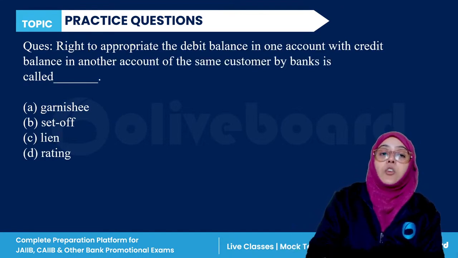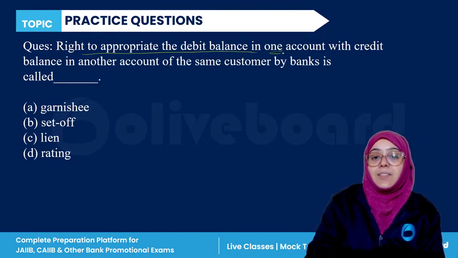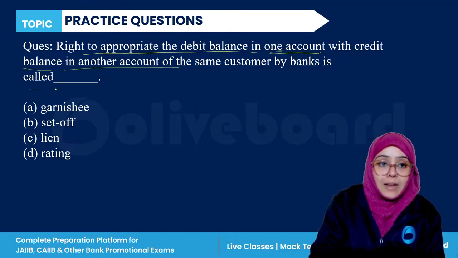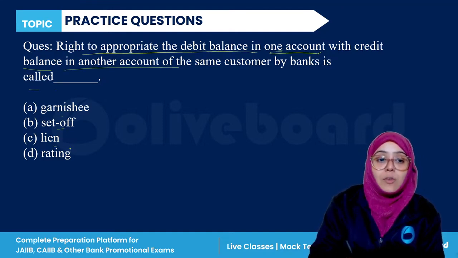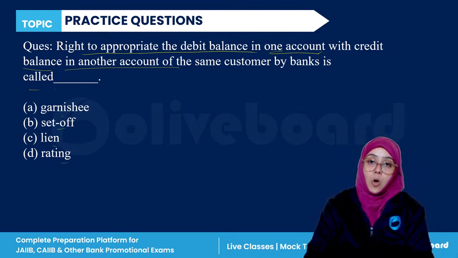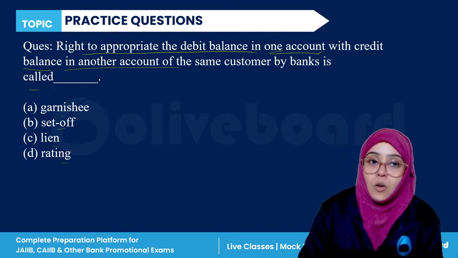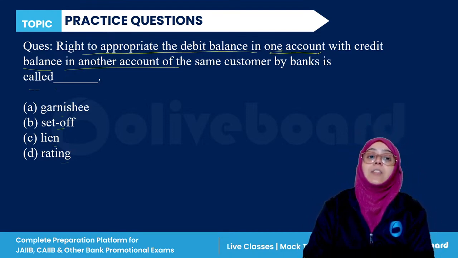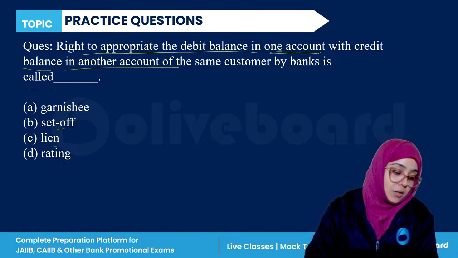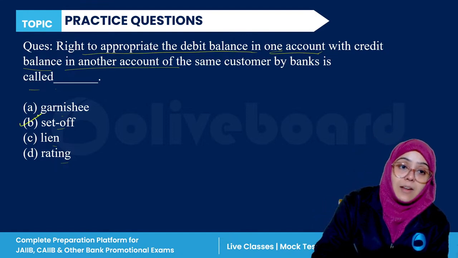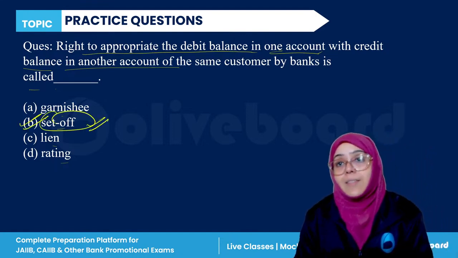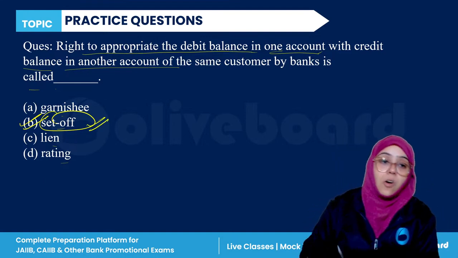Next, the right to appropriate the debit balance in one account with the credit balance in another account is called garnishee, set off, lien, or rating. Very easy. The right to set off the credit balance in one account with the debit balance in another account is called the right to set off. B is the correct answer.